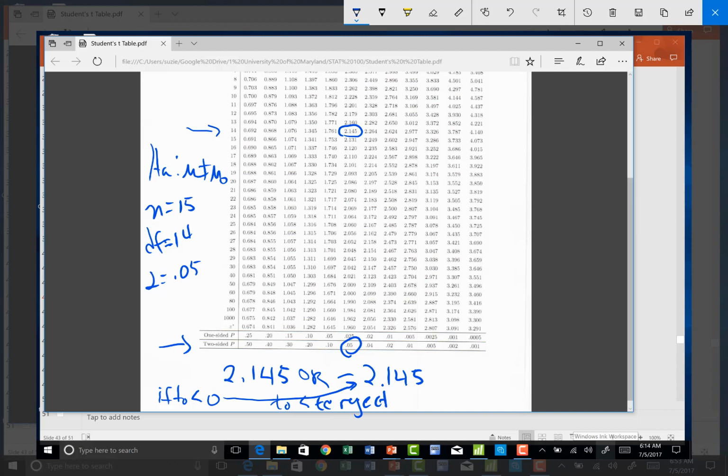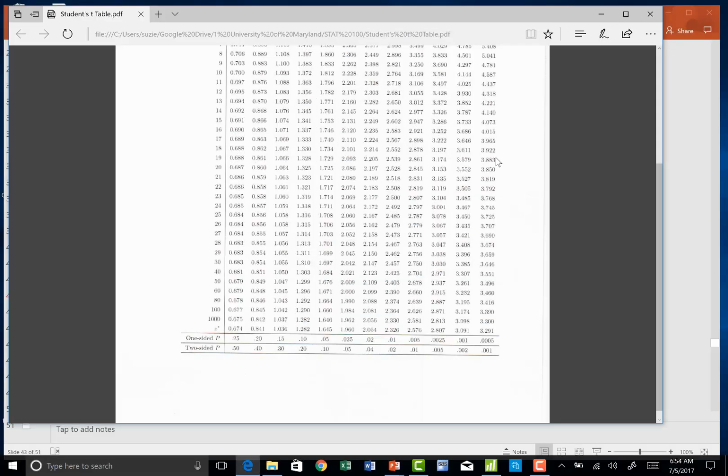hypothesis. Now, if my test statistic was greater than 0, then I'd use my positive critical value to do my test, and I would say T naught being greater than my critical value, I would reject. That's using the table to find our critical values.